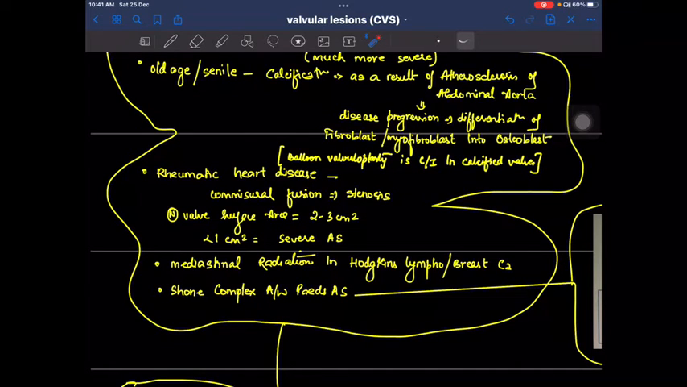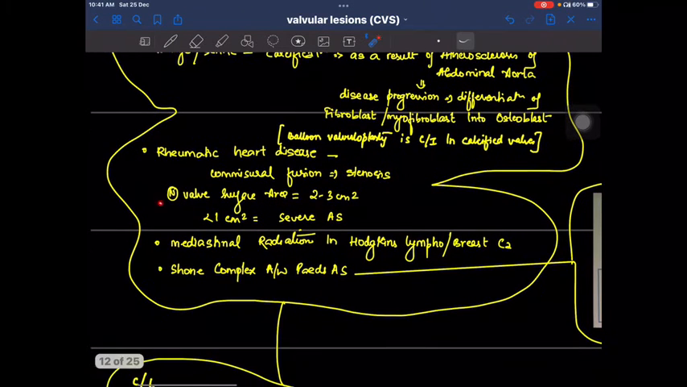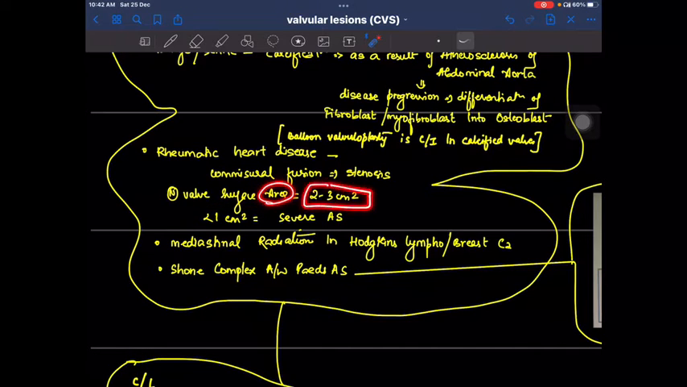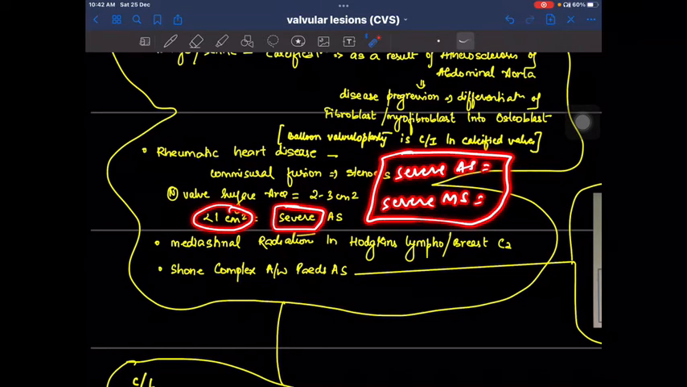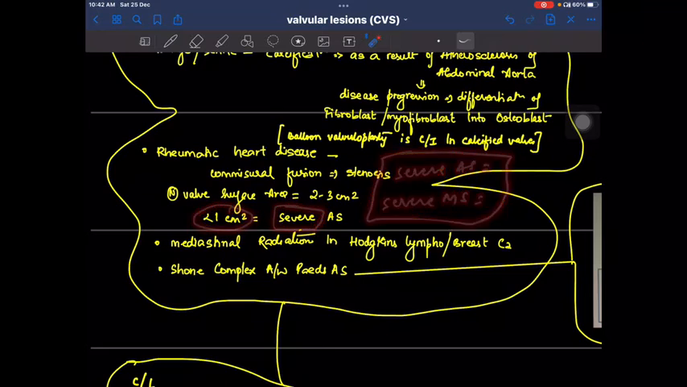Now, as a result of rheumatic heart disease, there will be commissural fusion. Both valve leaflets will fuse, and therefore the flow across the valve will reduce. This is called stenosis. The normal valve surface area is 2 to 3 centimeters squared. You remember normal for mitral was 4 to 6. If this is less than 1 centimeter squared, it is severe. Severe MS and severe AS, these two things you should always remember. They'll try to confuse you. So please remember these things.